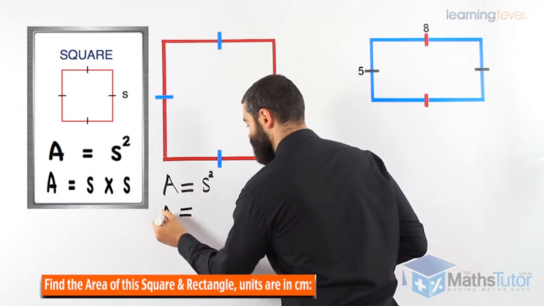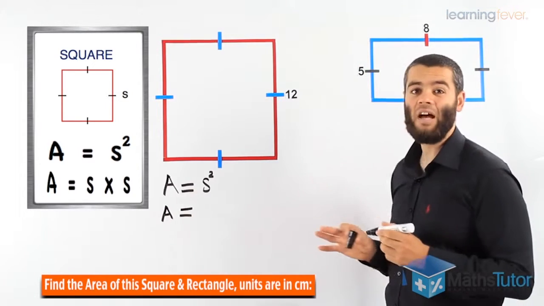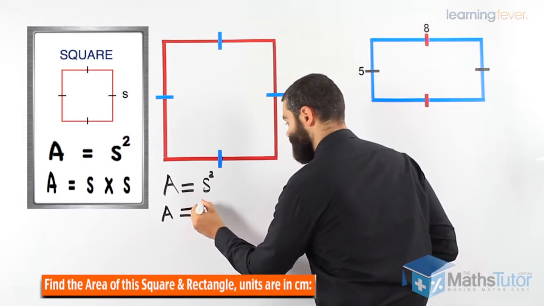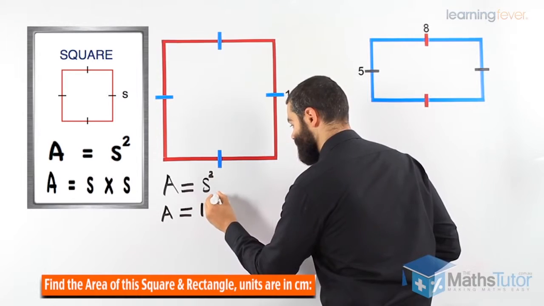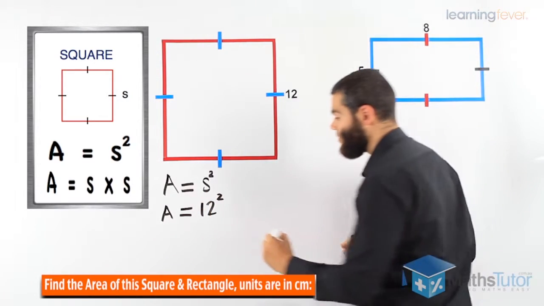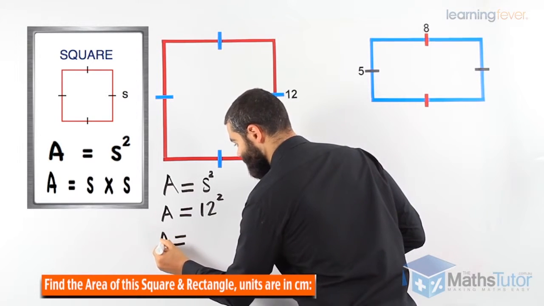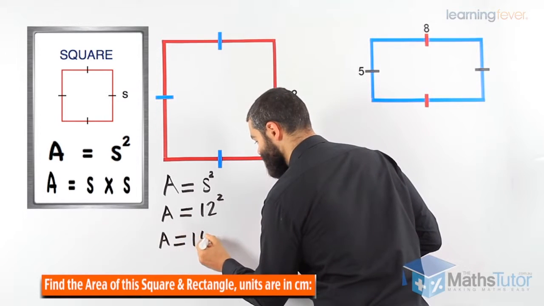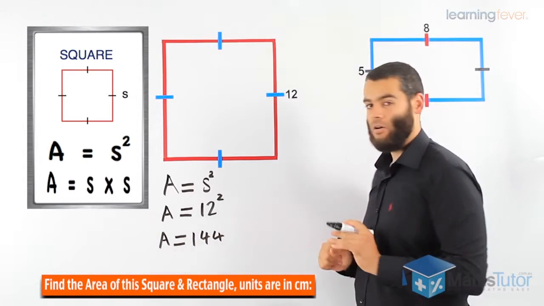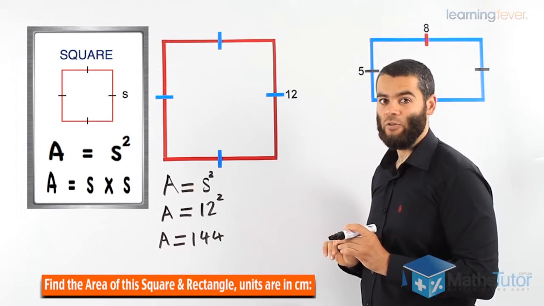Now, A is our area. What is S? We replace S with the side length. In this case here, it is 12. 12 squared, 12 times 12, is 144.